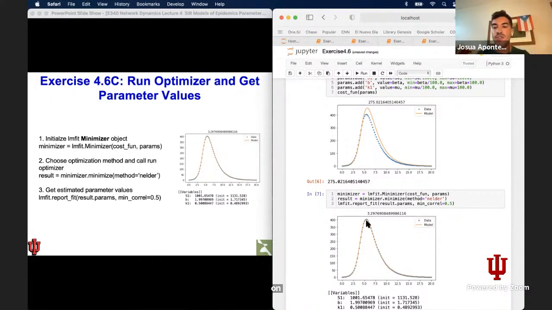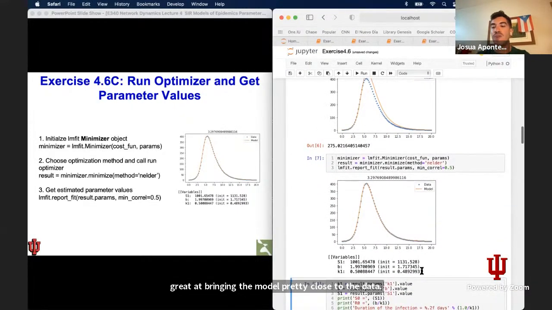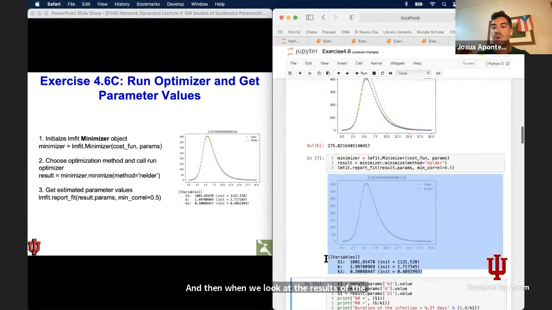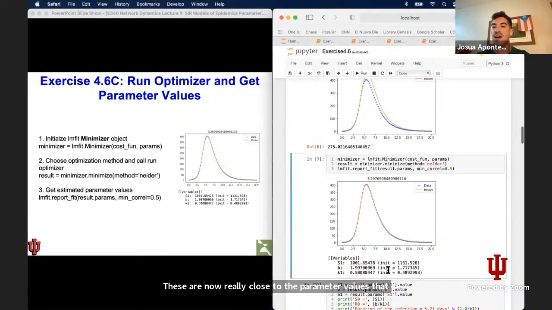But again, you see that the optimizer was successful at bringing the model pretty close to the data. And when we look at the results of the parameters that we get, these are now really close to the parameter values that we used when we generated this data artificially, which were 1,000, 2, and 0.5.